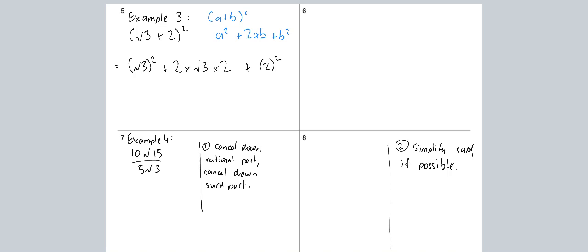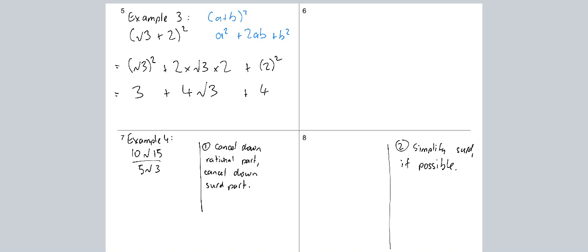Okay, next line. Root 3 squared is root 3 times root 3. And I think we've covered this in the first lesson. If I square a square root, what do I end up with? The original number, right? So root 3 squared is just 3. This one here is like a multiplication of a surd, except that I've just got the one surd there. So it's 2 times 2, which is 4, and then we've got the root 3 at the end. So this middle term is 4 root 3, and then 2 squared is 4.